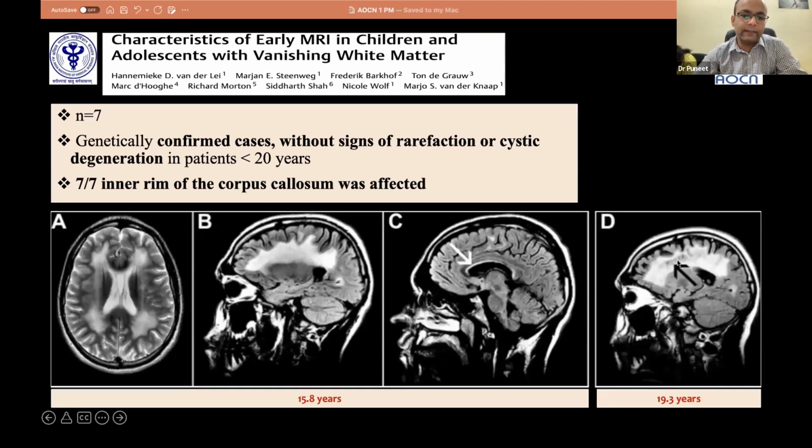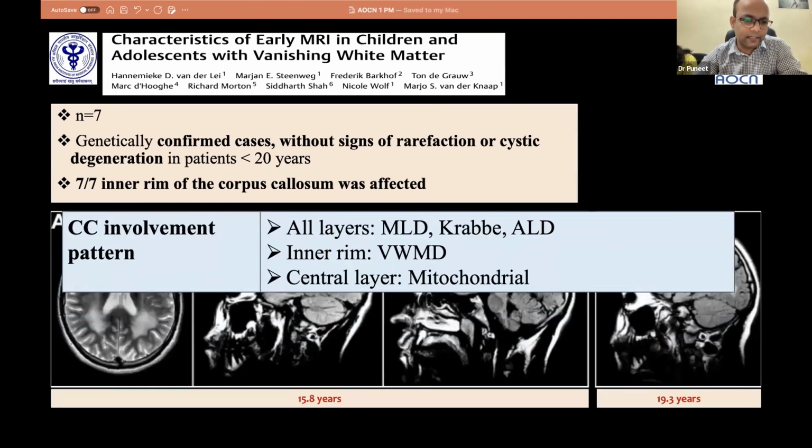So it is very important that we look at the corpus callosum changes in vanishing white matter disease. If it is present and involves the inner rim of the corpus callosum, it is very highly suggestive of vanishing white matter disease. Just to revise the corpus callosum involvement pattern: all the layers will be involved in metachromatic leukodystrophy, Krabbe's disease, and adrenoleukodystrophy. Inner rim selective involvement, as we just discussed, is in vanishing white matter disease, and the central blade of the corpus callosum will be involved in the mitochondrial leukodystrophies.